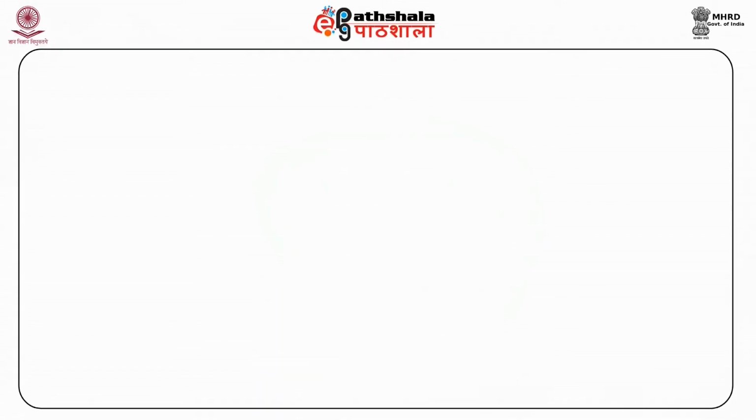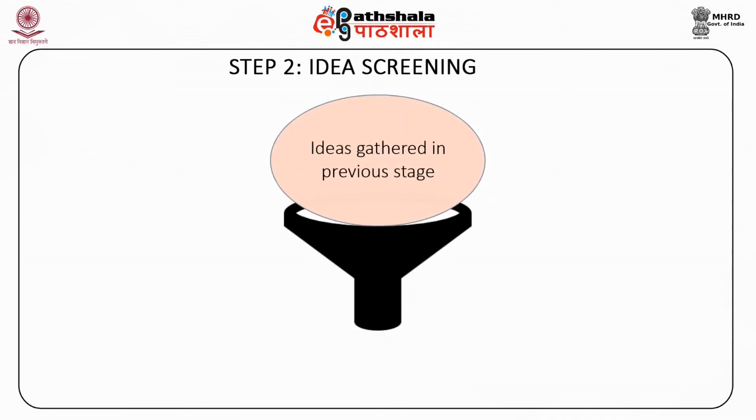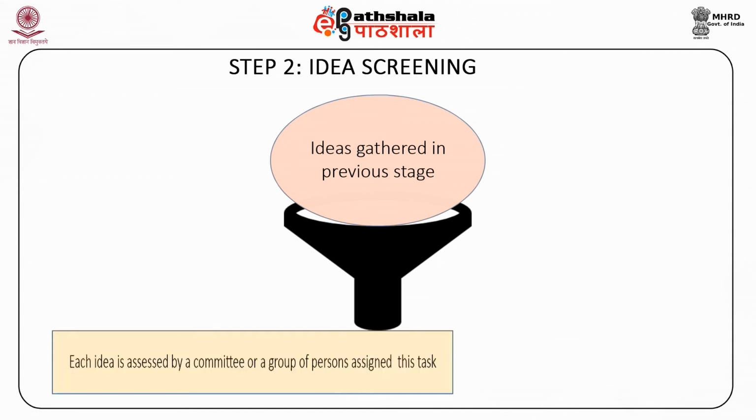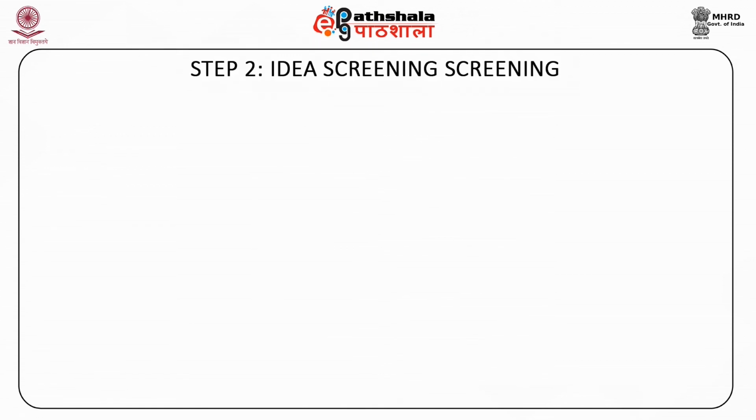The second step in the new product development process is idea screening. All ideas gathered in the previous stage need to be filtered before they can go ahead in the product development process. At this stage, each idea is assessed by a committee or a group of persons assigned this task. The factors that help in idea screening are as follows.